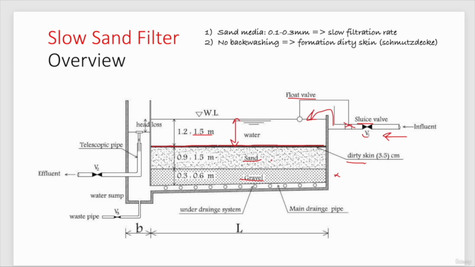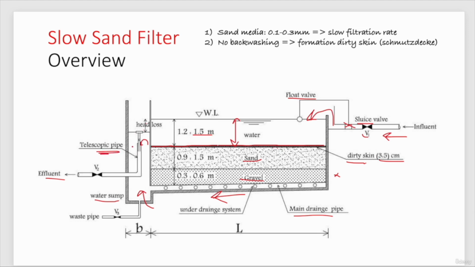When the water is treated, it will leave through the drainage, through those perforated pipes. We have the same kind of perforated pipes like the rapid sand filter. And then the water will move to this water sump. This water sump is actually equipped with an effluent pipe. So the water will flow in this sump, and then it will enter into this effluent pipe and it will leave. This effluent pipe is equipped with a telescopic pipe.